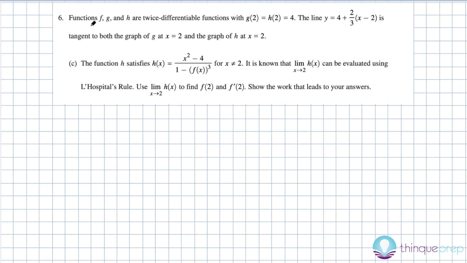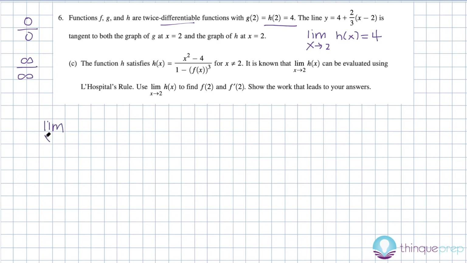Well, if we look at the opening of the question, it says h is twice differentiable with h of 2 equal to 4. Then because the function is differentiable and continuous, we should be expecting the limit as x approaches 2 of h of x to equal 4. However, since we have this rational function, since we have to use L'Hopital's rule, we're probably going to get the indeterminate form. We have two indeterminate forms for rational expressions. One is 0 over 0, one is infinity over infinity. Let's evaluate the limit to see which one we get.